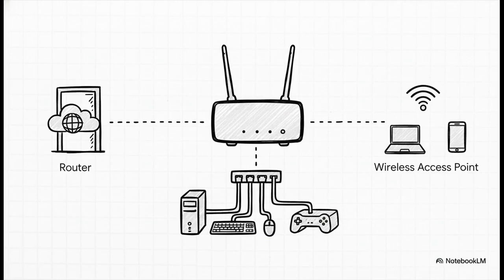That box you got from your internet provider, the one you call your Wi-Fi router, it's not actually just a router. It's almost always a combination device. It's got a router to talk to the internet, a built-in switch to connect your wired devices like a PC or a game console, and a wireless access point to create that Wi-Fi signal. It's a real triple-duty powerhouse.